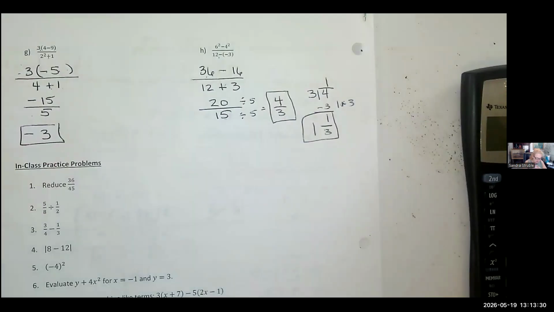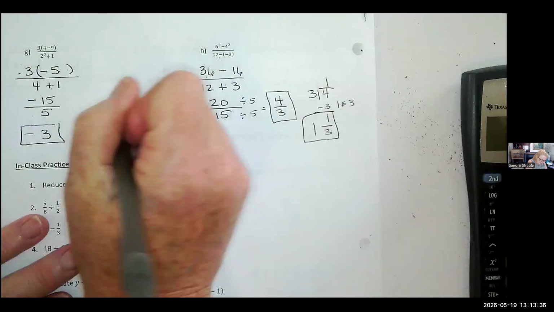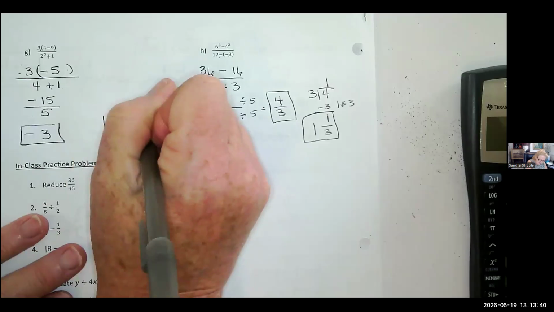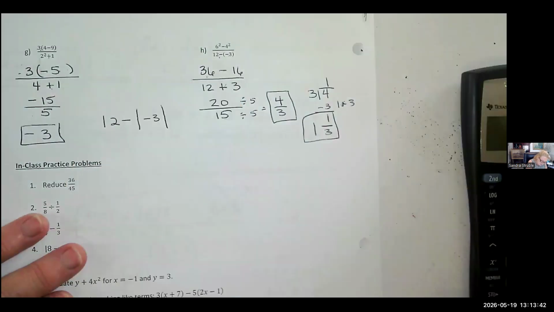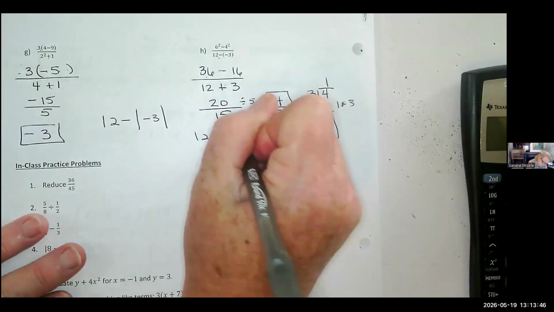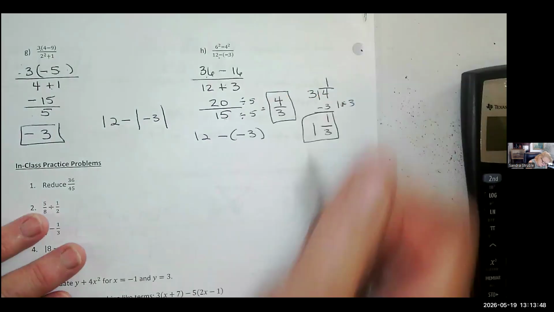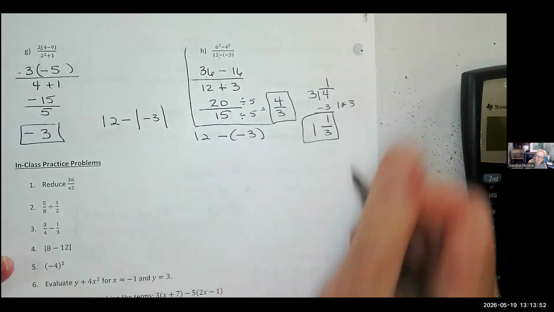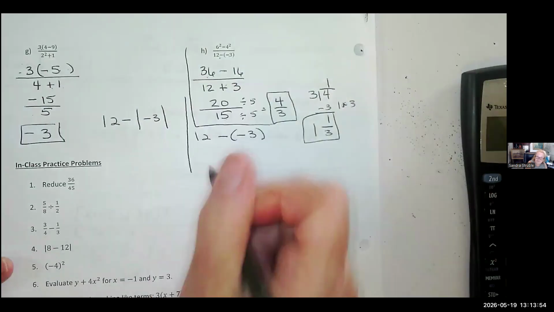There's one more thing I want to show you. It's not on here. And that is 12 minus the absolute value of -3. And then 12 minus -3. These are two different things. And I want you to attempt both of these and then come back to see how you did.